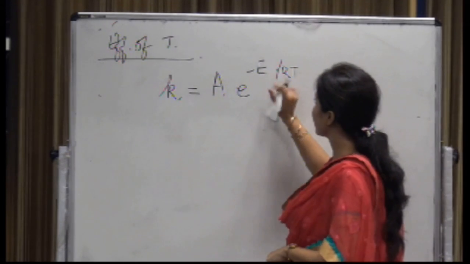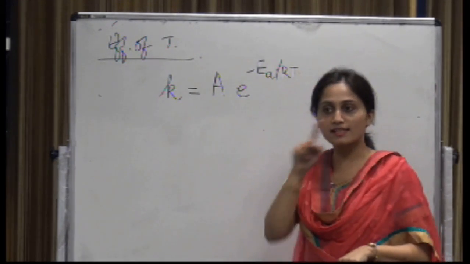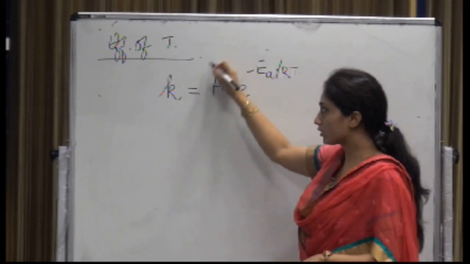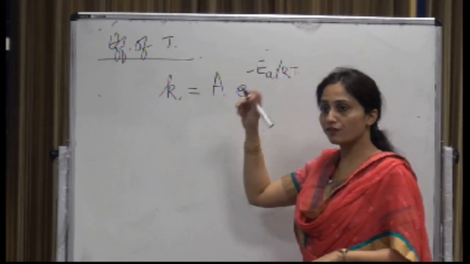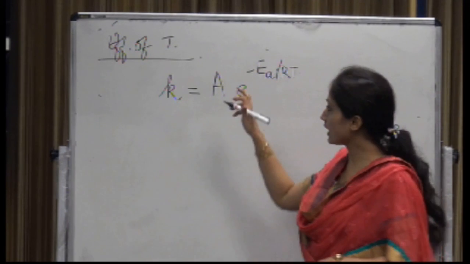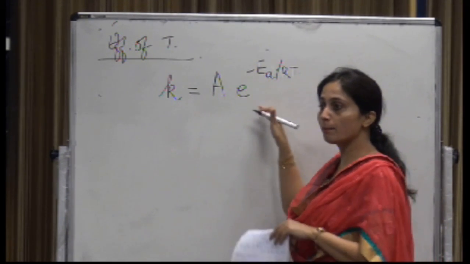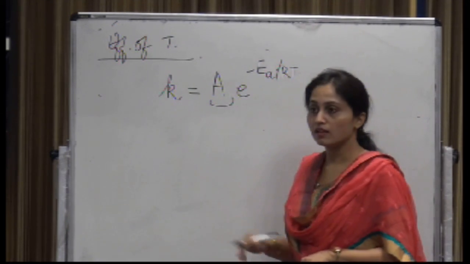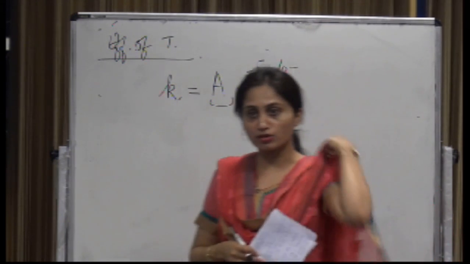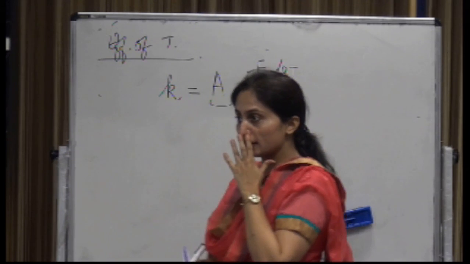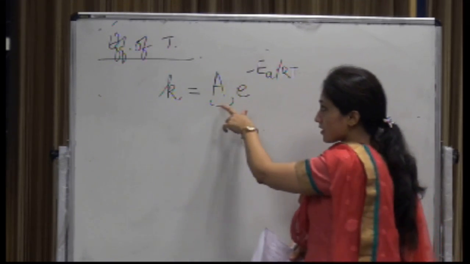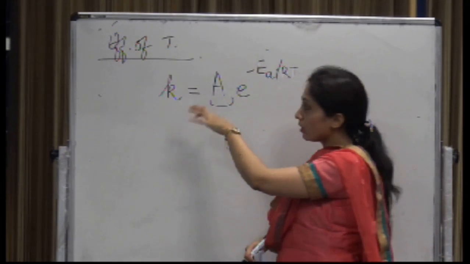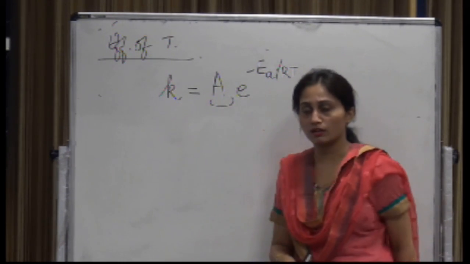This is A. A is a subscript to E. So this is your active. Now this is either the frequency factor, or the Arrhenius constant, or the pre-exponential factor. So you can have different names for this A. This is the Arrhenius equation. It is given by Arrhenius. Then this is also known as the Arrhenius constant, or the pre-exponential factor, or the frequency factor.